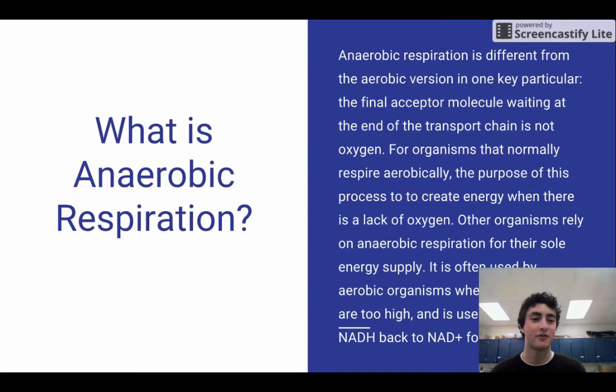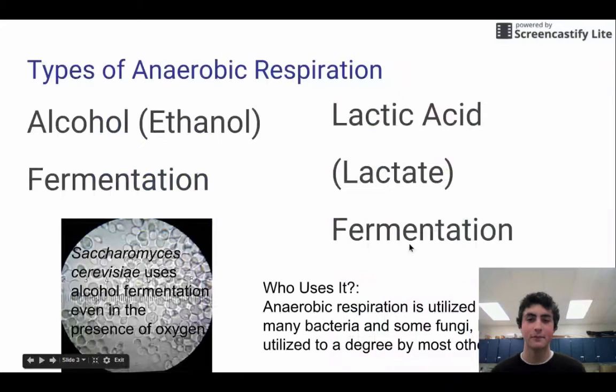Or it is used to remove excess pyruvate when pyruvate levels are too high. There are two types of anaerobic respiration: alcohol fermentation and lactic acid fermentation, each of which produce a different end product but use essentially the same process. They either produce alcohol or lactic acid as their end product.